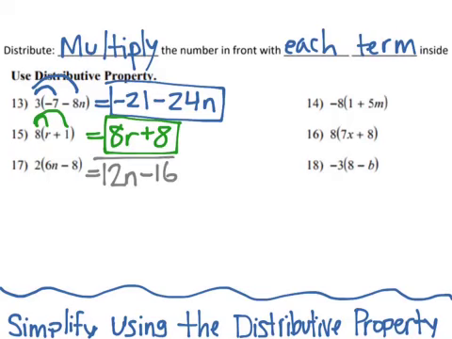Alright, so at this point, you could go ahead and try 14, 16, and 18 and see what you come up with. And as always, reach out to me and let me know, whether it's virtually or in person. Let me know if you have any questions.